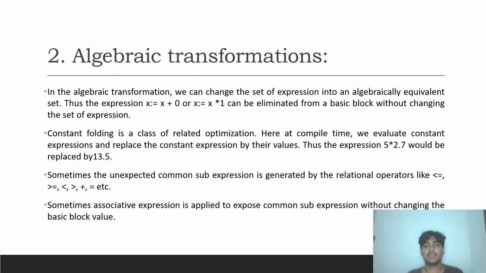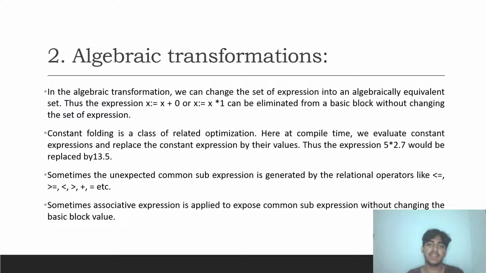Now let's talk about algebraic transformations. Talking about them very broadly, instead of declaring variables and writing x equal to x plus 0 or x equal to x into 1, we declare the direct numerical value to x instead of writing the entire code. What this does is we don't need the extra processing power to process the statement x equal to x plus 0. We can just write x equal to x, and that makes our life so much easier.